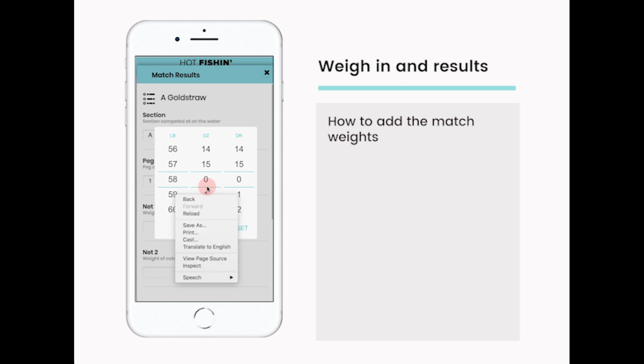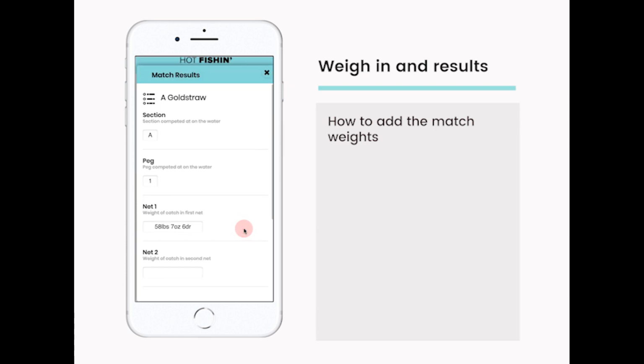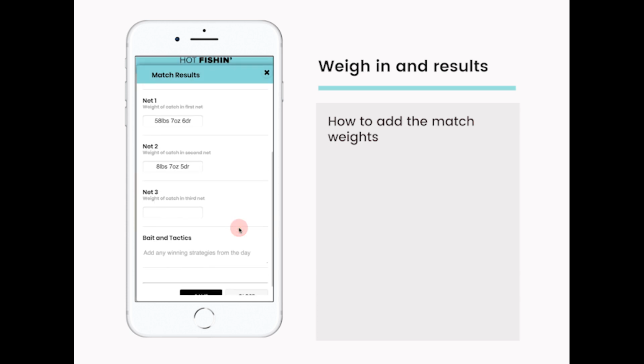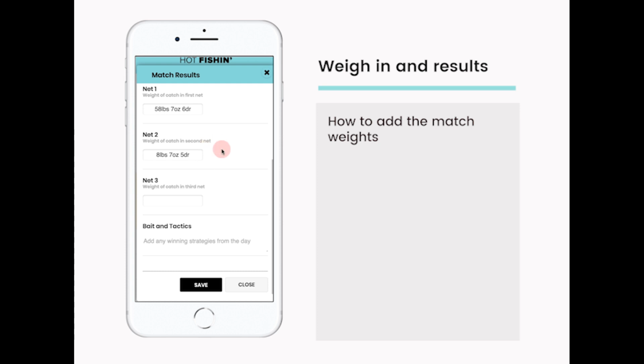Now, one thing that we've added in the app is the ability to add multiple nets. So I'm just obviously making up numbers here. So let's say we had net 1, net 2. That's going to automatically add those for us at the end.